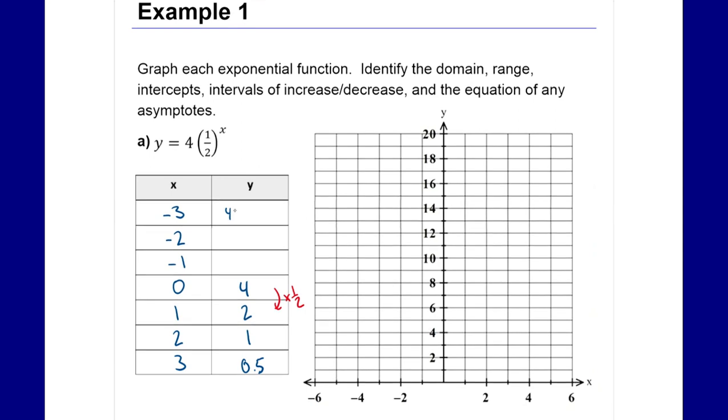Now to fill out the rest of my table, I could plug in my x values. So I could do 4 times 1 over 2 to the power of -3 and get an answer of 32. Or if I know what my pattern is, I can kind of reverse it. So instead of multiplying by 1/2, I'm dividing by 1/2, or you could say multiplying by 2. So I get 8, 16, and then 32.